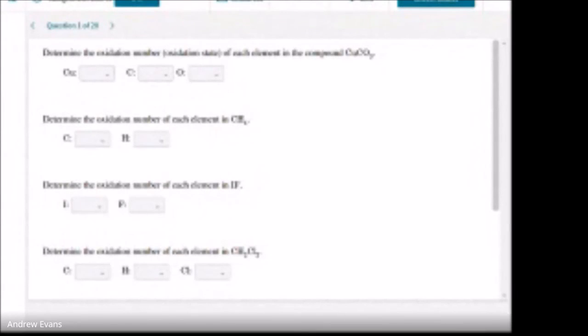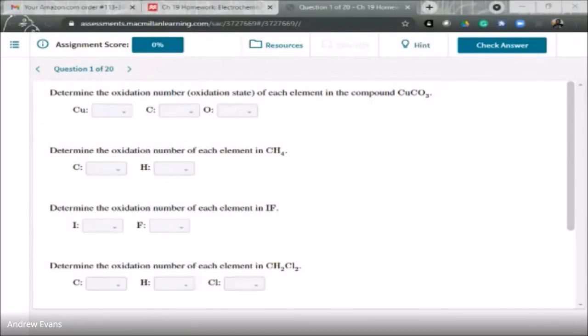Not with 5 minutes. Now let's look. Okay. There's 20 problems. Let's at least look and see what type of problems we have. Problem number 1 is all about determining the oxidation state of various metals.